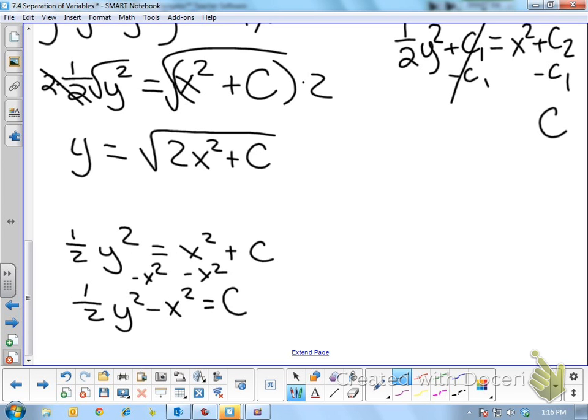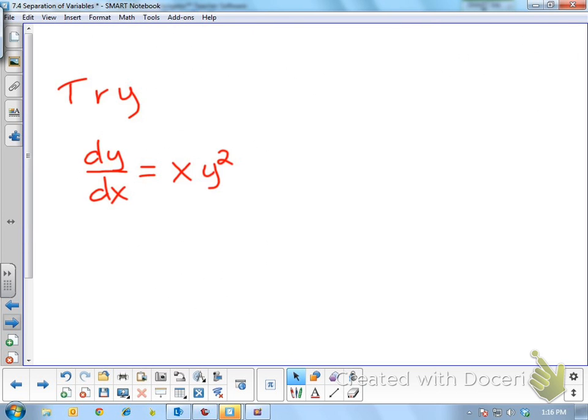So I want you guys to try a problem. Does everyone have this down before I go to the next page? Okay. Clean. So try this problem.